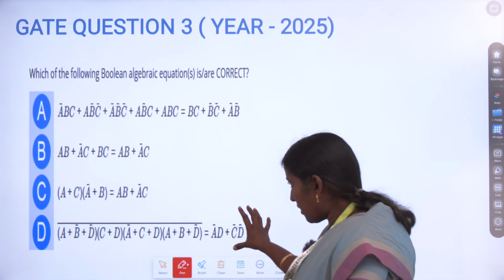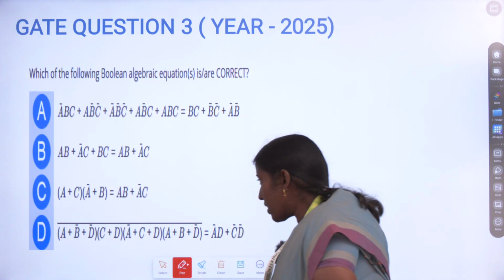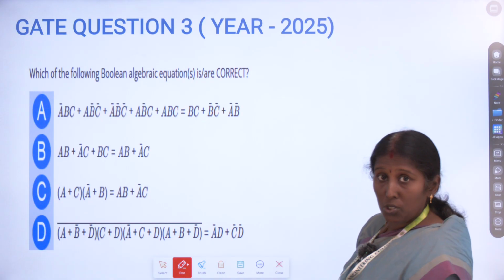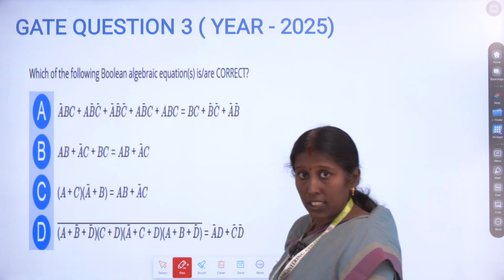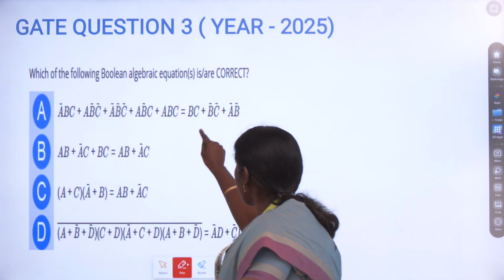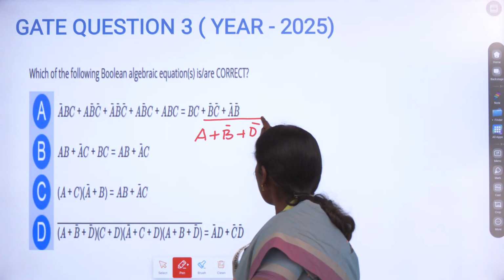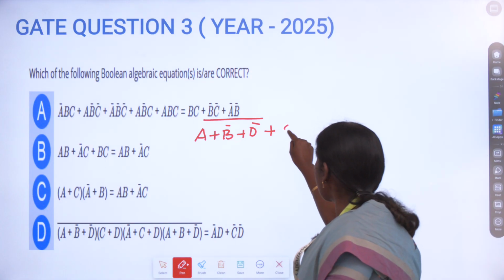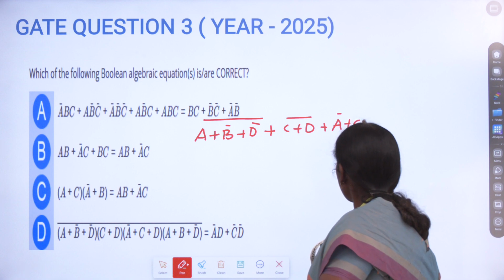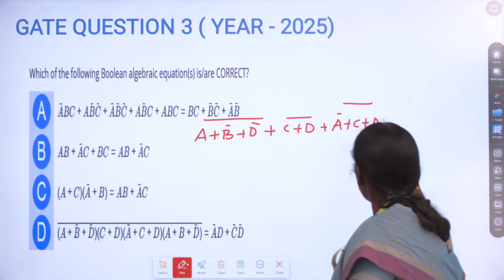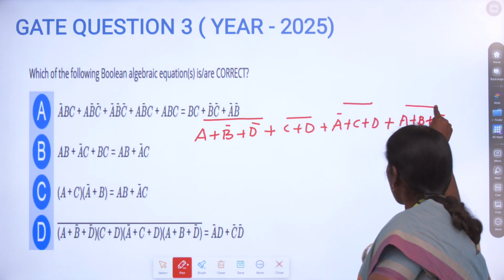Okay, let us take the third last choice, which is the D choice. By De Morgan's law, A dot B dot C dot D the whole bar is equal to A bar plus B bar plus C bar plus D bar. By using that, we are going to expand this equation: A plus B bar plus D bar the whole bar, plus C plus D the whole bar, plus A bar plus C plus D the whole bar, plus A plus B plus D the whole bar.